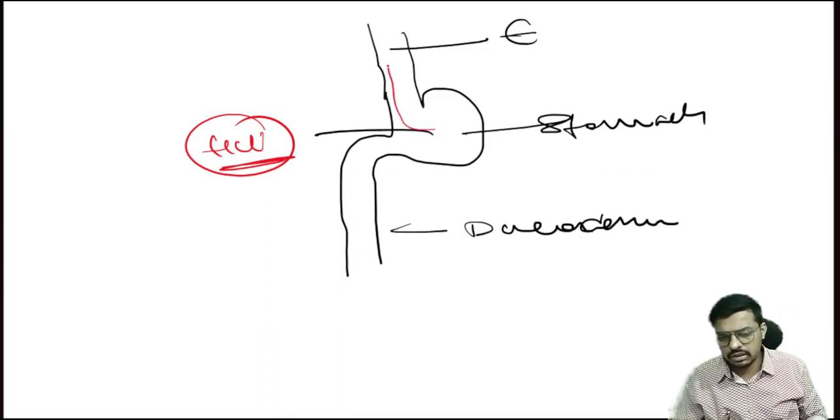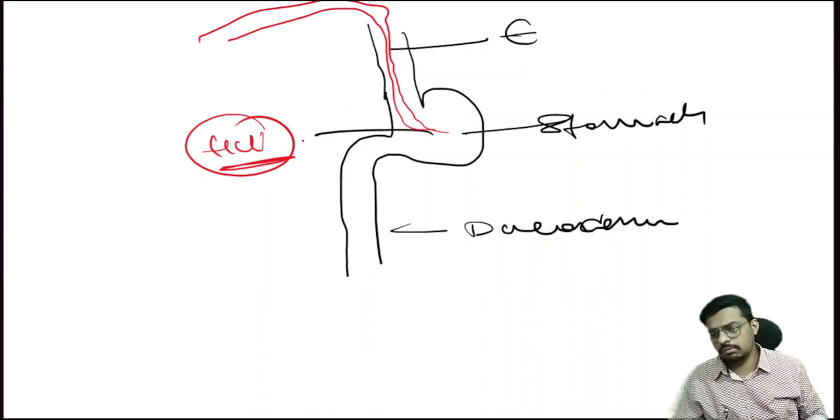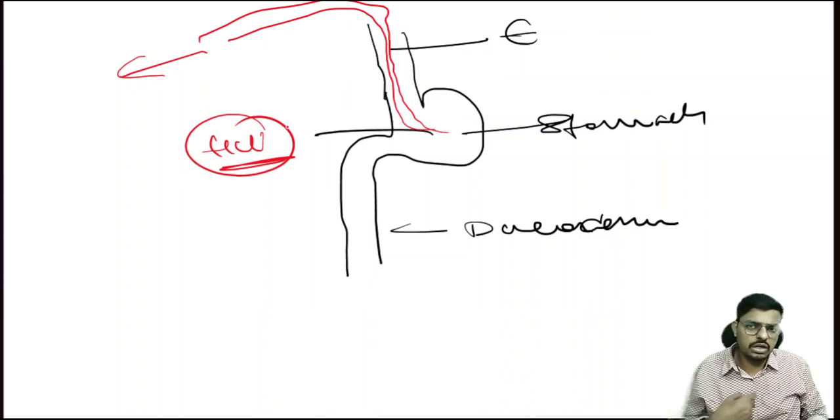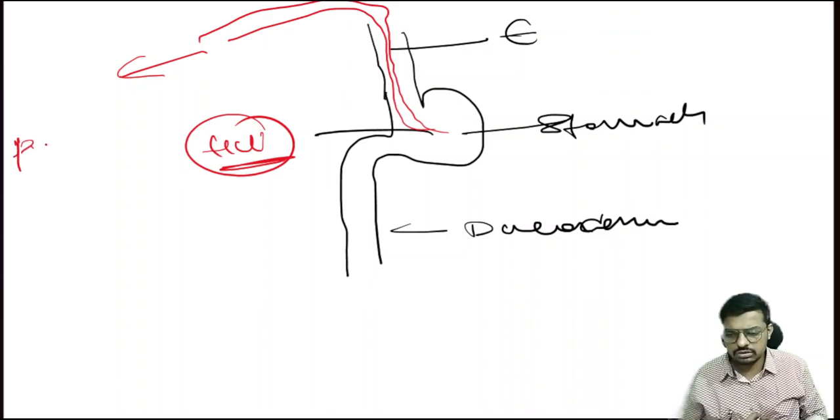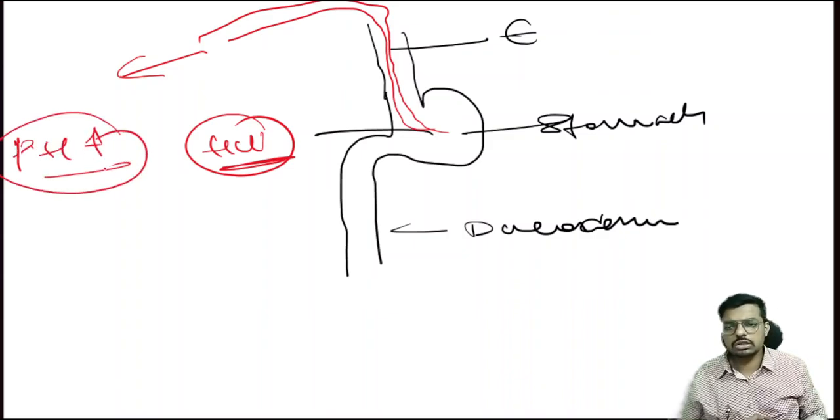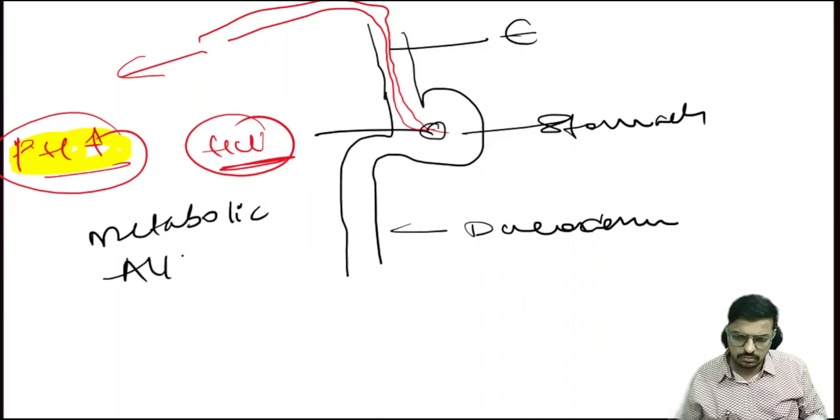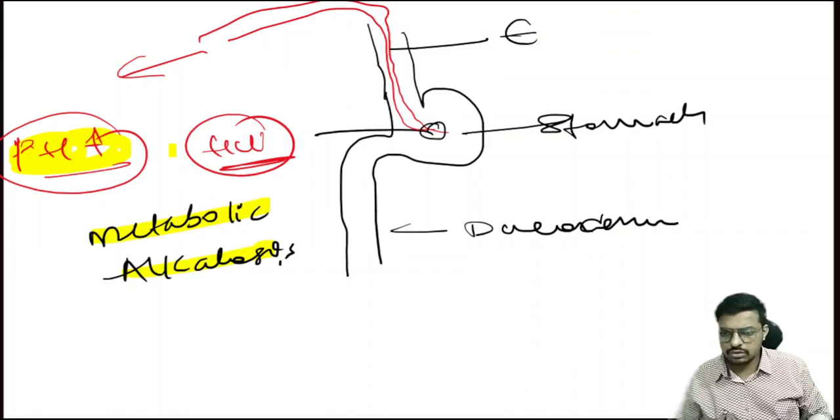So when we do continuous suctioning, the acid in our stomach comes out, meaning HCl comes out. The acid is going out of the body, which means the pH increases. When the pH increases, we call it alkalosis. Because of the loss of acid, which is a metabolic component, the pH is increased, so we call it metabolic alkalosis.